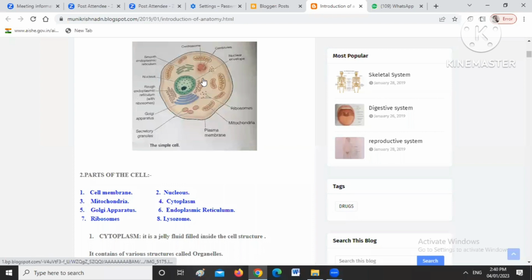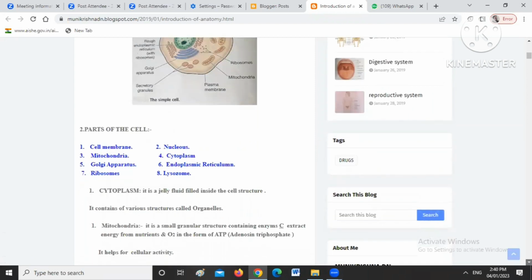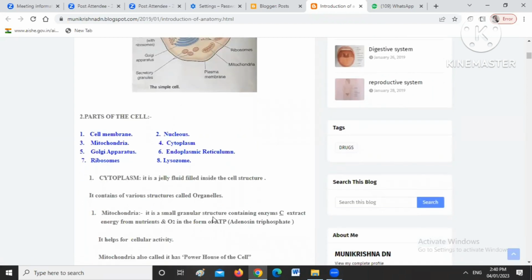Just see mitochondria now. See, this is mitochondria. These structures we call mitochondria. Mitochondria is also called the powerhouse of the cell. Just see the diagram. It is a small granular structure containing enzymes. See, this is a small granular structure. How does it look? It looks like grains.